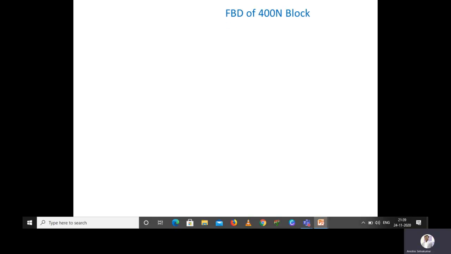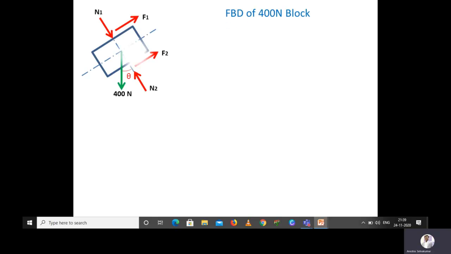We are going to look at the free body diagram of the 400 Newton block. This is the free body diagram. The weight of the block is 400 Newton, and it has a normal reaction N2. The angle between the normal reaction and the weight is theta. Because the block is about to slide on the inclined plane, the frictional forces act towards right with respect to the inclined plane, and then we have the block 1 normal reaction, that is N1.